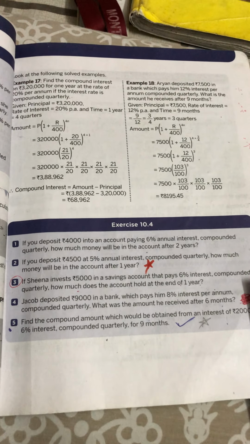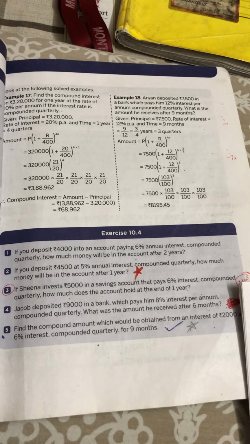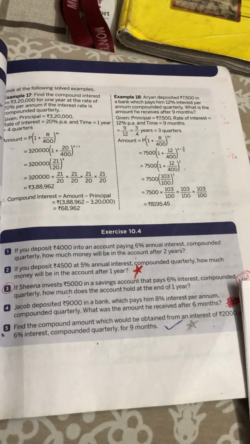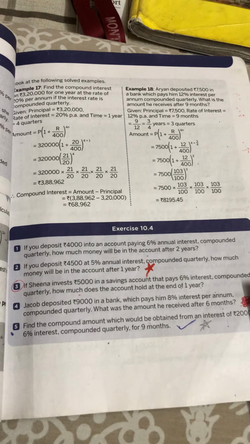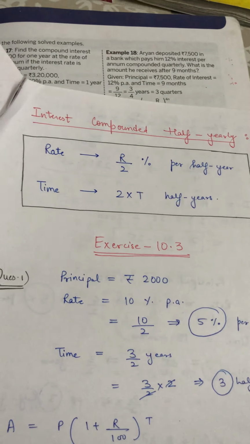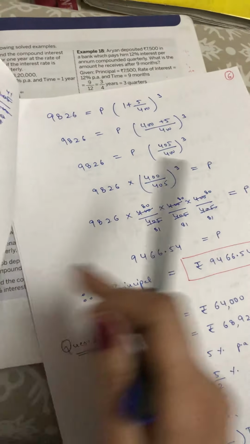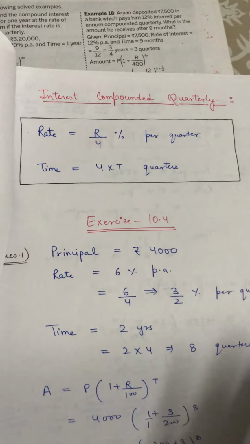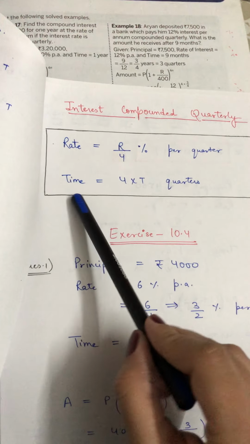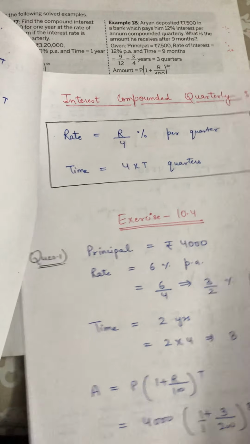In annually you don't have to do anything. You just have to put the formula and take out the answer. In half yearly, you have to divide the rate by 2 and multiply the time by 2, and then the rest of the concept is the same. Okay, then for the concept of quarterly, you divide the rate by 4 and multiply the time by 4. Okay, the rest of the concept is the same.